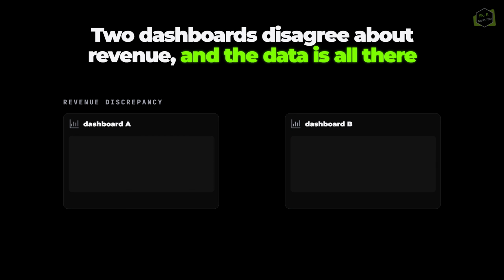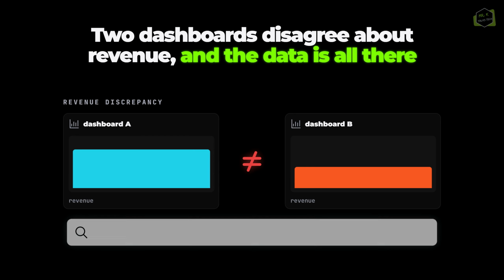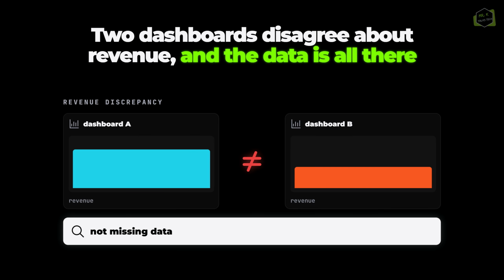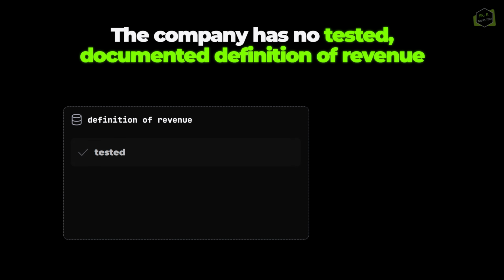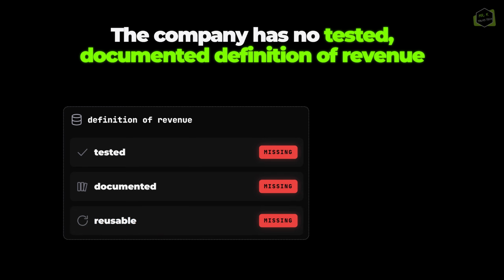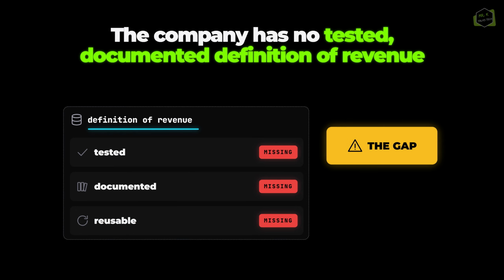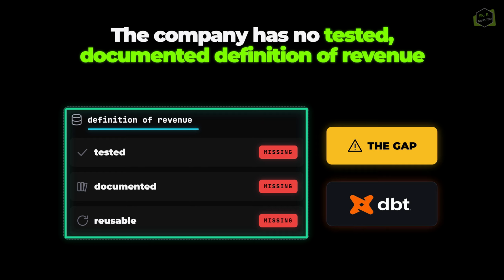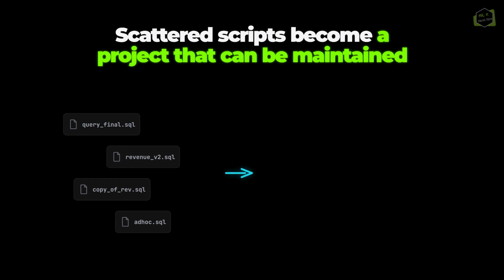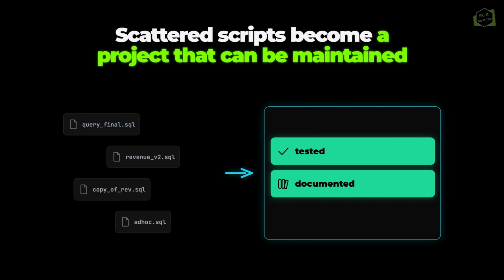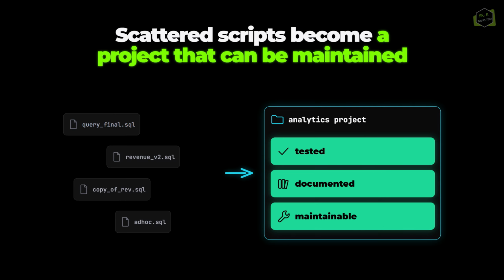So the next time two dashboards show different revenue numbers, the problem may not be missing data. The problem may be that the company has no tested, documented, and reusable definition of revenue. That is the gap DBT is designed to fill. It turns scattered SQL scripts into organized, tested, documented, and maintainable analytics projects.